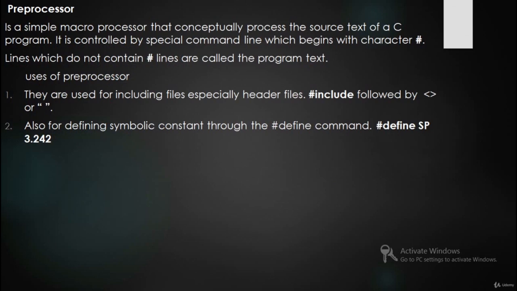Now, let's continue. As we have learned about data types and the sizes which they occupy in the memory, one may ask, what is a preprocessor? It's a simple macro processor that conceptually processes the source text of a C program. It is controlled by a special command line which begins with the character hash. Lines which do not begin with hash are called the program text.